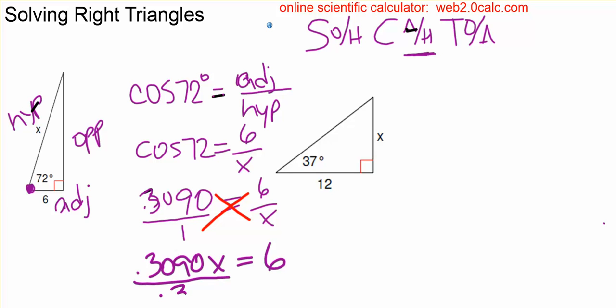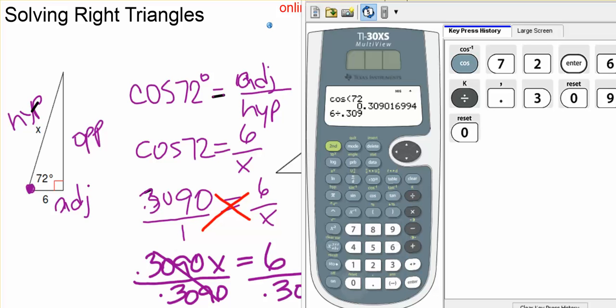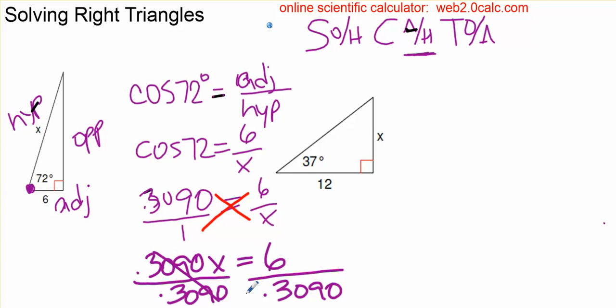So 0.3090, and I have to do that on the other side too. Okay, these two are going to cancel. And then back to our calculator, we want to do 6 divided by 0.3090. Okay, 19.42. Okay, so that equals 19.42. And it's okay to get decimals in trig. Trig gives you much more exact values, and it helps us when the numbers aren't all pretty and perfect. So 19.42 is our answer to that question.